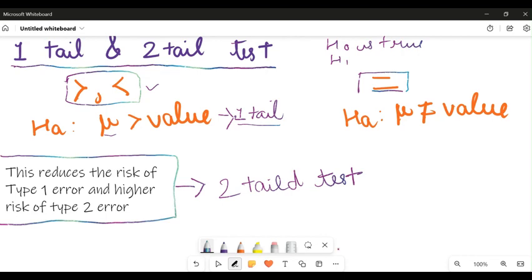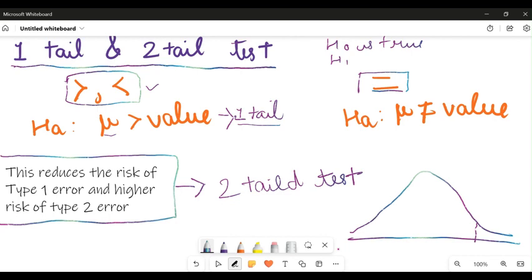What is a one tail test? In a one tail test you have a distribution, and you have only one tail, on the right hand side or the left hand side. Based on whether the question says greater than or less than, you will have the one tail.